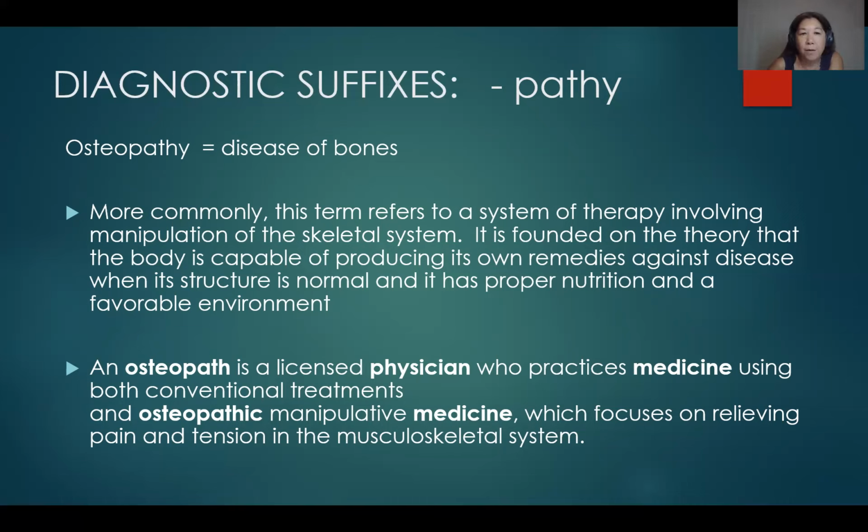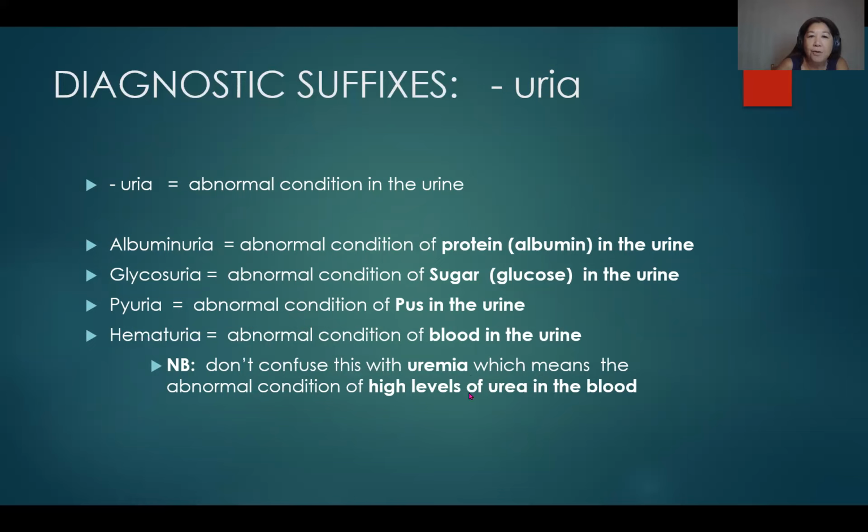Okay. Now, just a note, you don't want to confuse hematuria with uremia. Okay, so hematuria means blood in the urine, whereas uremia means high levels of urea in the blood. Okay, so maybe put a star next to these two words to pay extra attention, because a lot of students get those two mixed up.